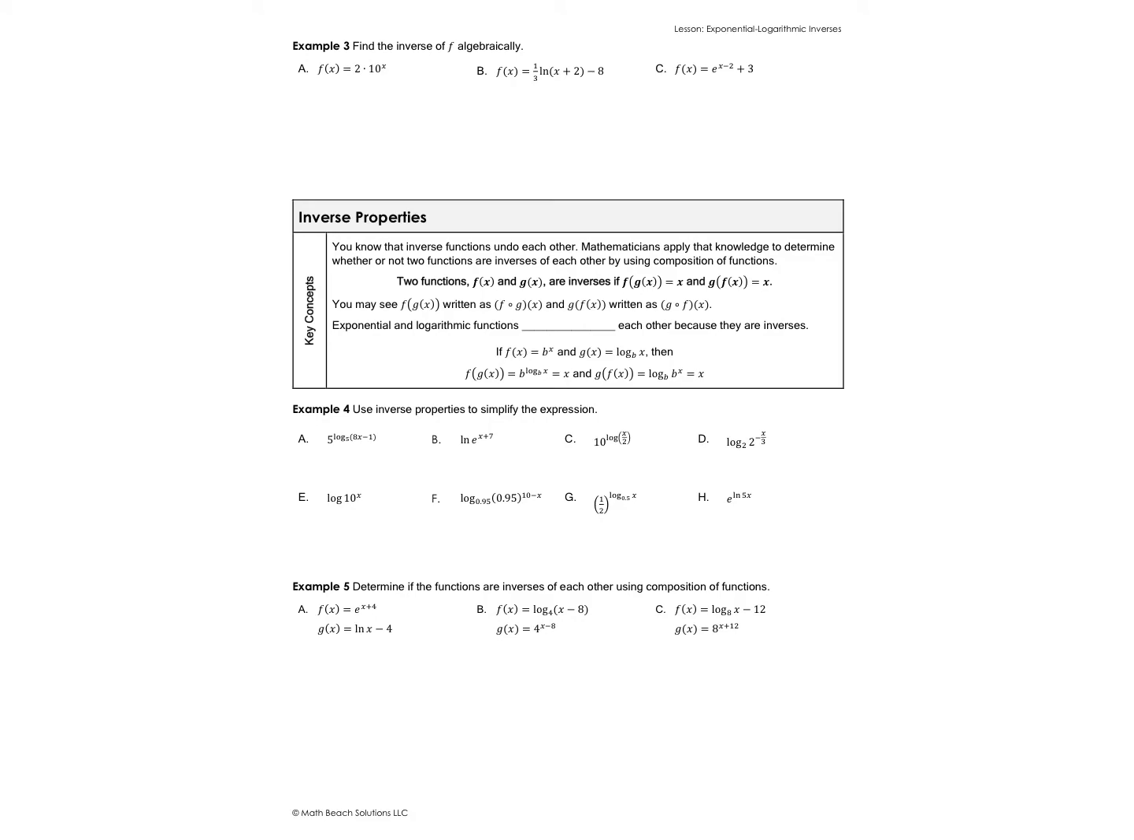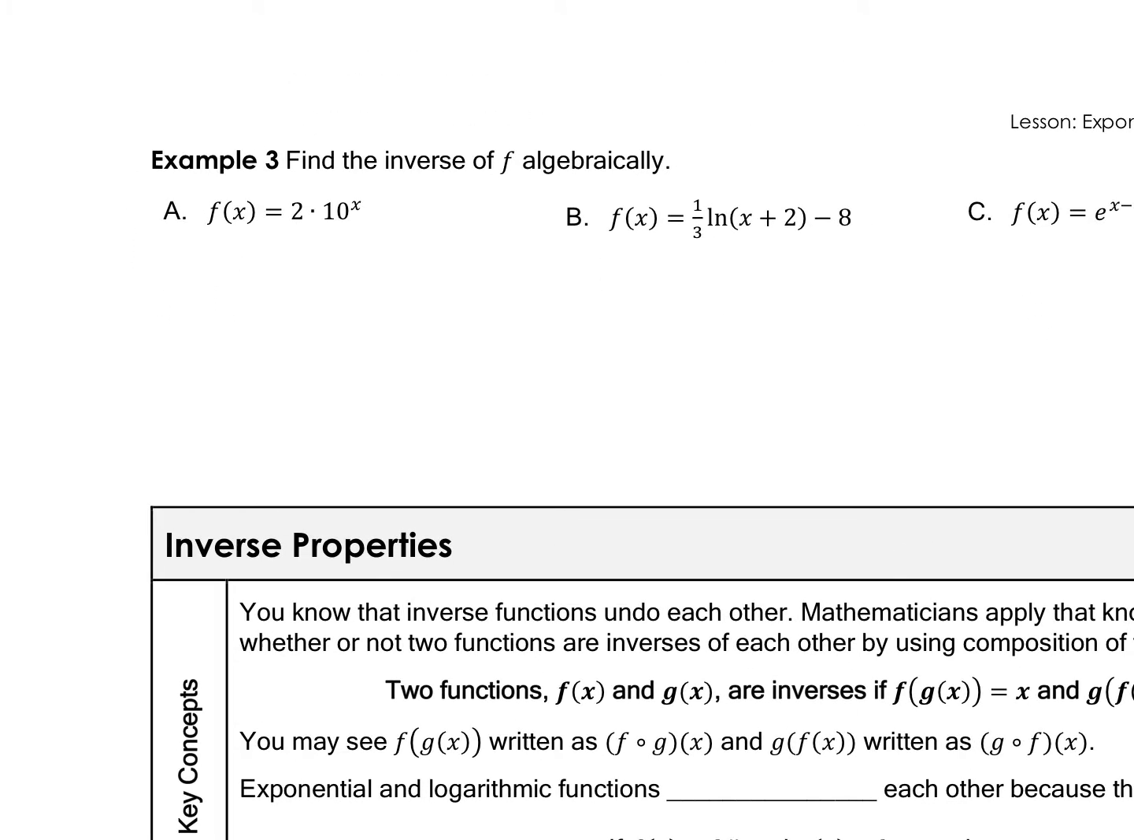So now we're going to just find the inverse algebraically, just like what we were doing. So first thing we need to change f of x to y, and then switch your x and y. I'm solving for y, so I want to isolate the base and the exponent. So I want to get rid of the 2 by dividing it.